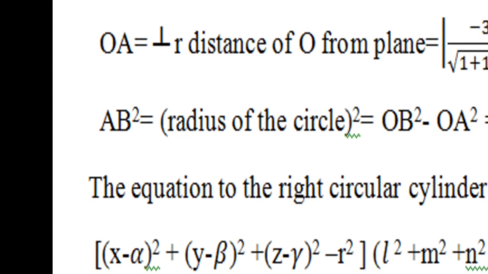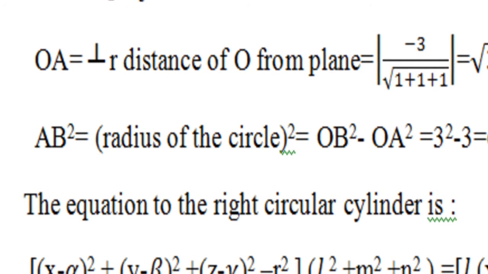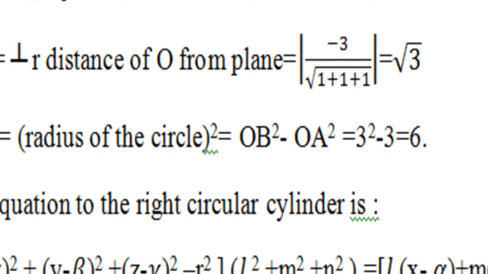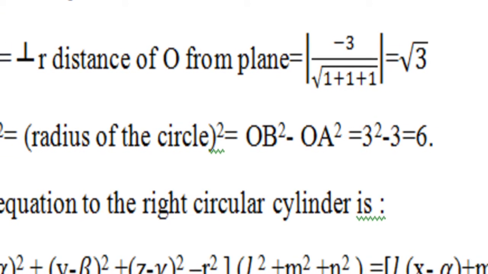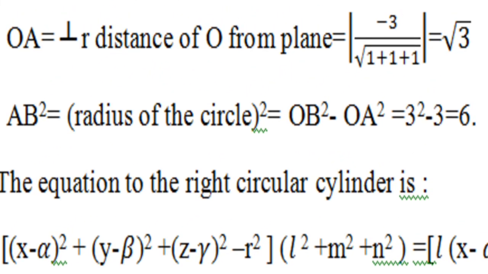Now, if you observe, PAB is a right angle triangle, so we can write AB square is equal to OB square minus OA square. In the theorem, we have taken PB square minus PA square. Here P is nothing but O, that is 0, 0, 0, so don't get confused. So OB square minus OA square. What is OB square? That is 3 square minus OA square. What is OA here? OA is root 3. Root 3 square is 3. So 3 square minus 3 is equal to 6. So here AB square, that means r square, is equal to 6.